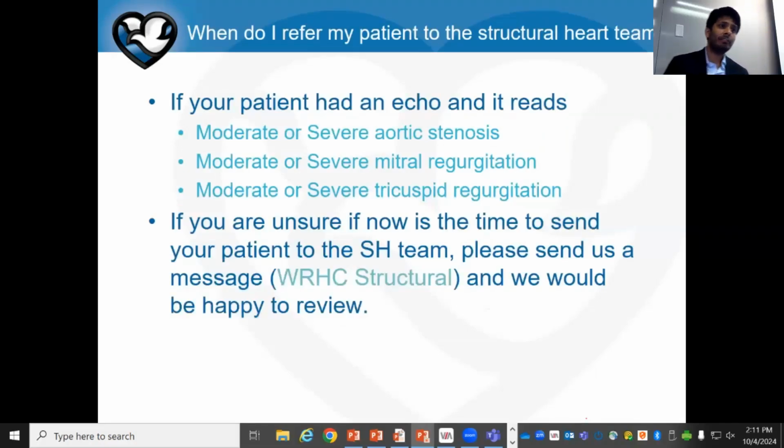So when do we refer our patient to the structural team? If you see or hear of anyone who has had an echo and it reads moderate to severe AS, moderate to severe mitral regurgitation, or moderate to severe tricuspid regurgitation, and if you are unsure if now is the time to send your patient to the structural heart team, please send us a message. Cindy, Rachel, me, Dr. Olson, you can contact us anytime and we would be happy to review your case.